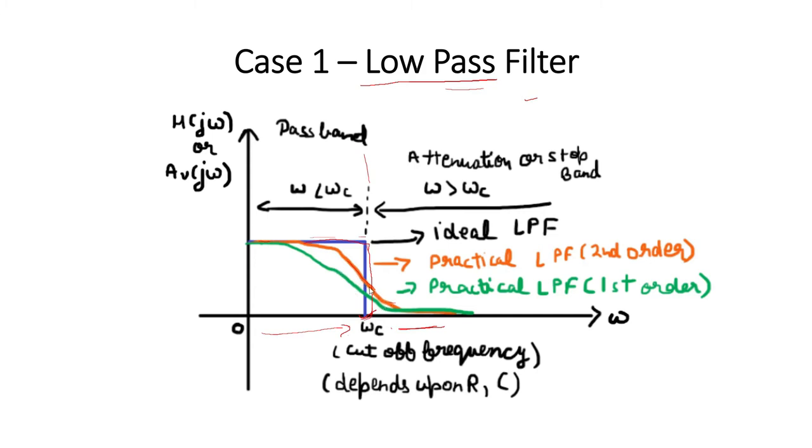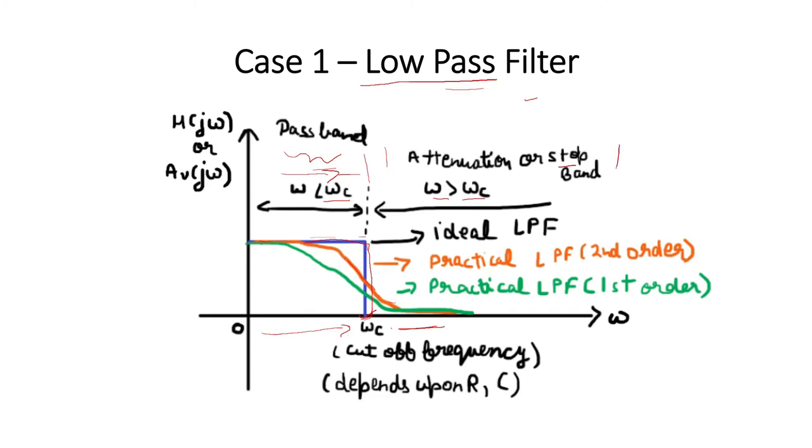It decreases gradually. The area where frequency is less than the cutoff frequency is known as the pass band. Why? Because this band is passed through the filter. And the area where frequency is greater than the cutoff frequency is known as the stop band or attenuation band. Why? Because those frequencies are blocked and they do not pass through the filter.